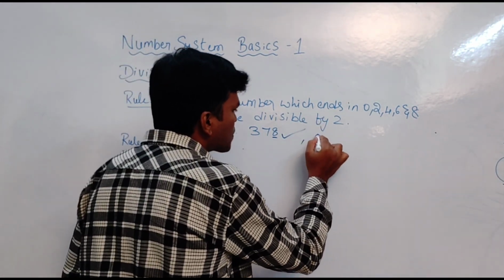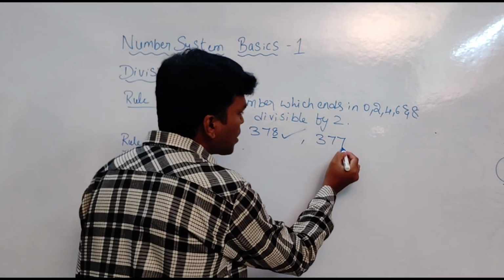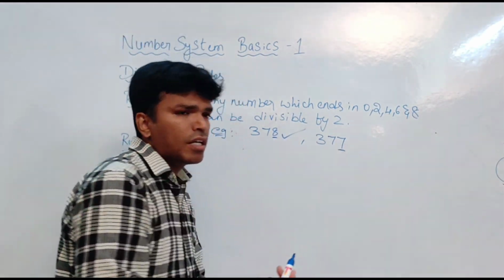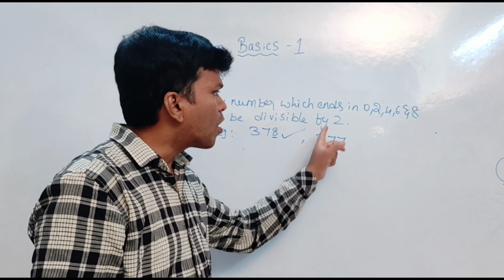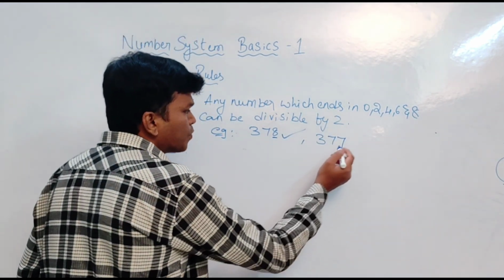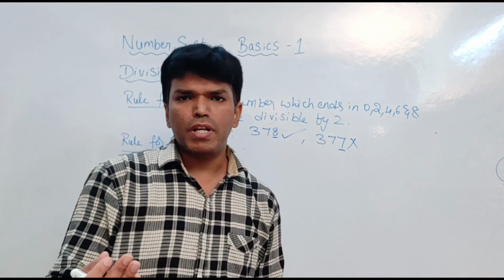Suppose it is 377. What is the last digit? 7, that is the ones place or units place. 7 is not an even number and is not included in this list. Therefore, it is not divisible by 2. As simple as that. The divisibility rule is very easy.